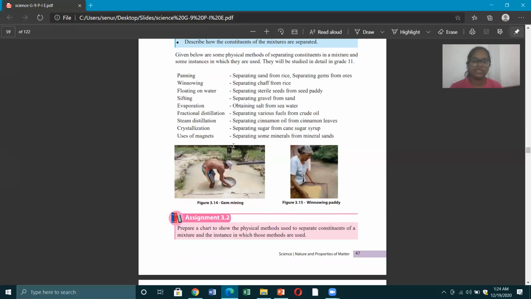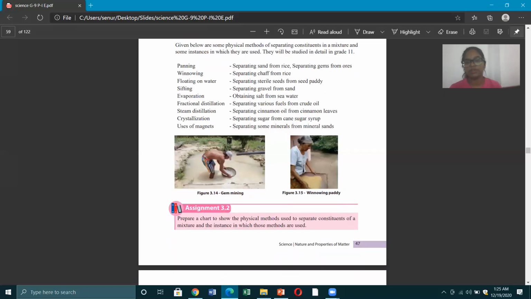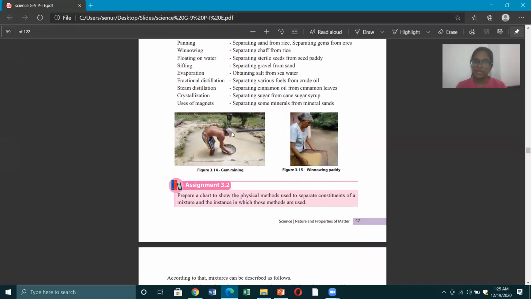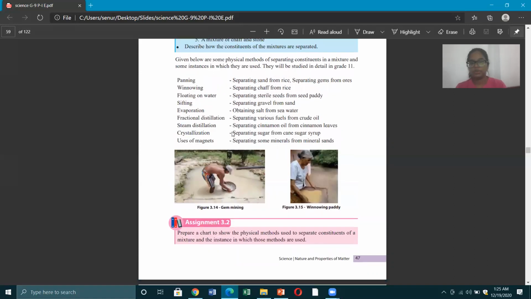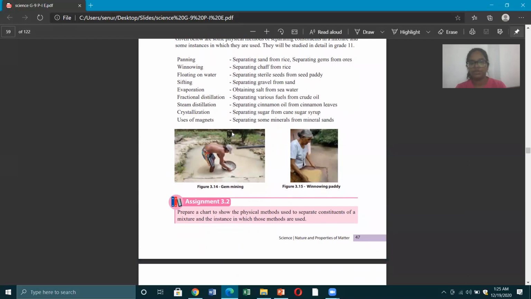Okay. And then you have steam distillation, cinnamon oil separate කරන්න පුළුවන්, from cinnamon leaves, and crystallization, separating sugar from cane sugar syrup. Cane sugar syrup again sugar separate කරන්න crystallize කළා. Magnets use කරලා, mineral sands වල සමහර minerals separate කරන්න පුළුවන්. So these are some physical methods. So y'all might get an MCQ.